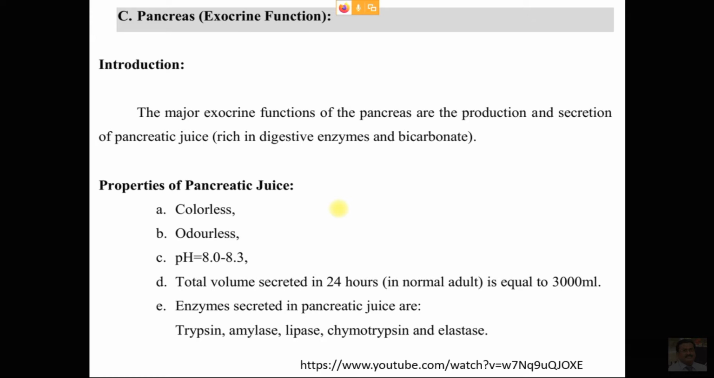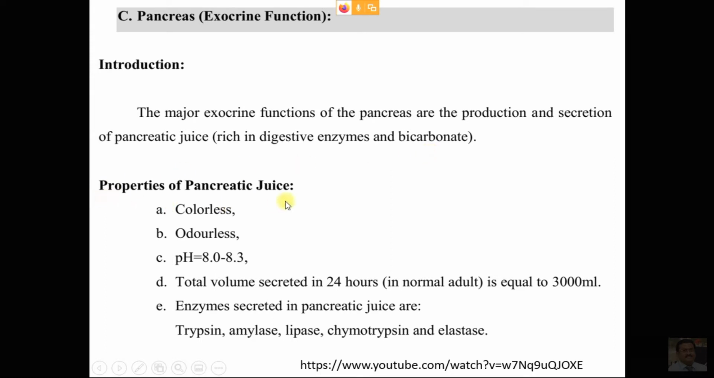The major exocrine functions of the pancreas are production and secretion of pancreatic juice. So this one is very important. In a normal person, a 70 kilo man can secrete approximately 3000 ml, that is 3 liters, of pancreatic juice on a 24-hour basis. This is rich in digestive enzymes and bicarbonate. So not only digestive enzymes to digest, it also has bicarbonate salt to neutralize the acid secreted by the stomach. So the major exocrine function of the pancreas is the production and secretion of pancreatic juice, which is rich in digestive enzymes to facilitate digestion, and the second one is bicarbonate ion.